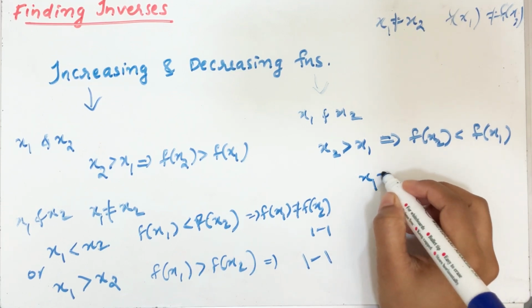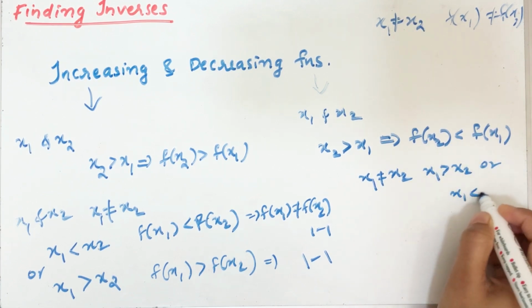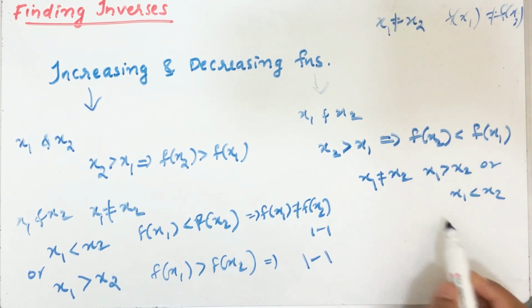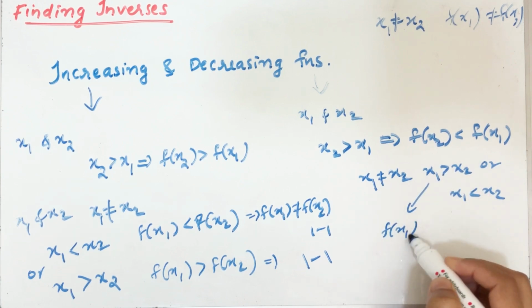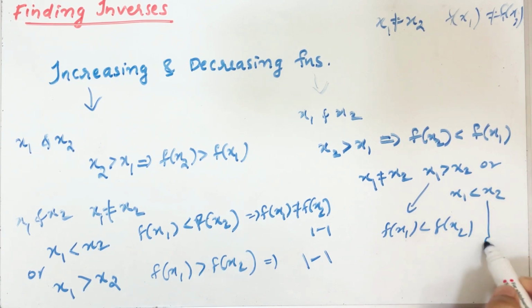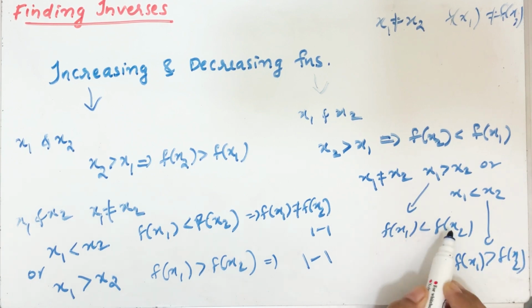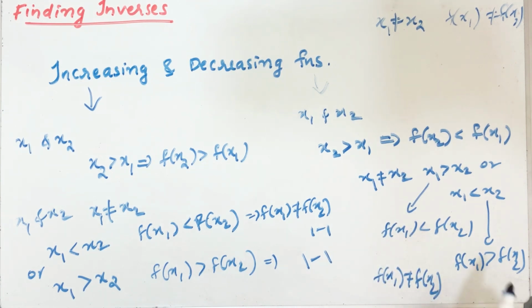Take 2 points x1 not equal to x2, then x1 is strictly greater than x2 or x1 is strictly less than x2. Since this function is decreasing, whenever x1 is greater than x2, f of x1 is strictly less than f of x2. And x1 less than x2 implies f of x1 is greater than f of x2. So f of x1 is strictly less than f of x2 or f of x1 is strictly greater than f of x2. In these two cases, f of x1 is not equal to f of x2. That is, whenever x1 is not equal to x2, f of x1 is not equal to f of x2. That is 1 to 1.